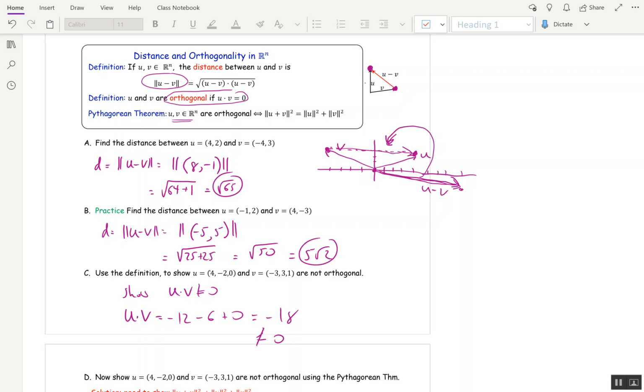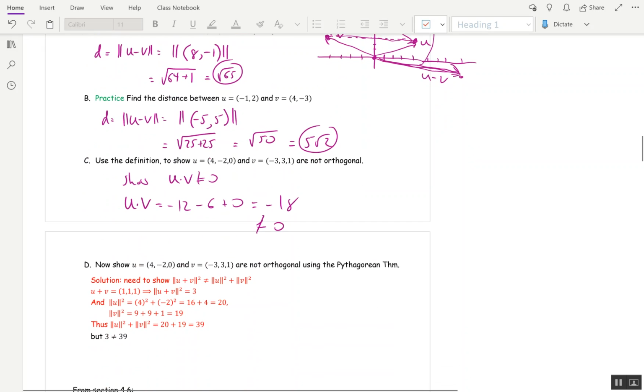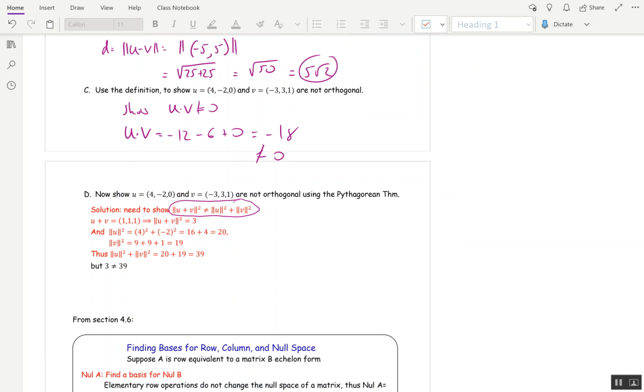You can also show that U and V are not orthogonal using the Pythagorean theorem. And so in this case, the same two vectors, I'll let you read this on your own, but I'll just briefly describe what I'm doing. I'm showing that the length of U plus V squared is not equal to the length of U squared plus the length of V squared. And so you can go through and read that on your own. And then I'm going to end the video and pick up with the next half of these lecture notes.